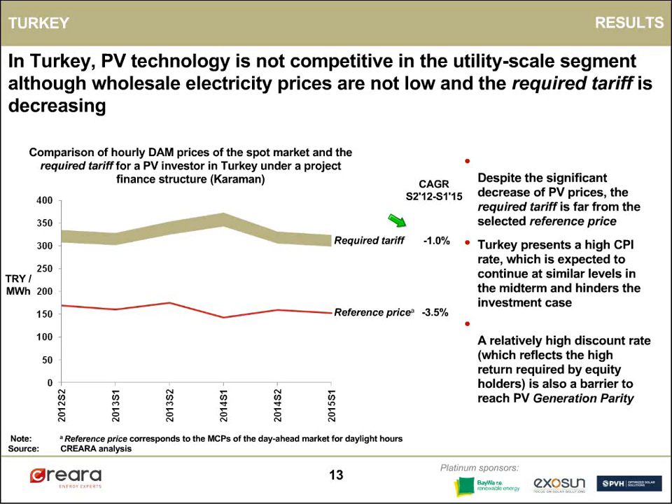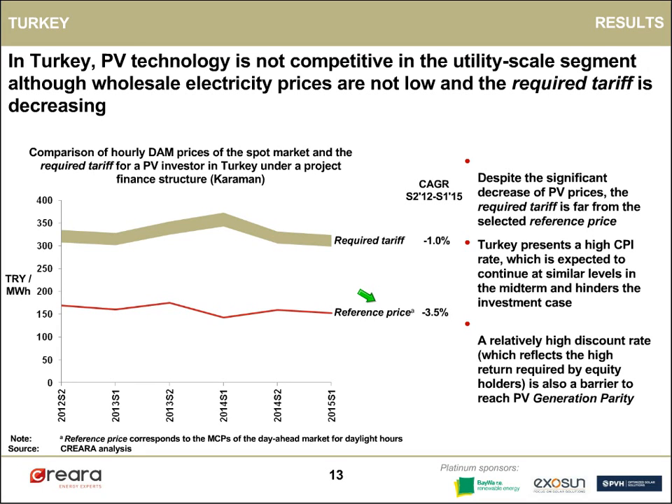In Turkey, PV technology is not competitive in the utility scale segment at this point. Although the wholesale electricity prices cannot be considered low, and the required tariff is decreasing. You can see here in the graph that in Turkey the required tariff has been decreasing by about 1% if we take into account the time spent from the beginning of 2012, and the reference price has done the same. So it's actually been decreasing a bit faster than the required tariff at over 3% per year.